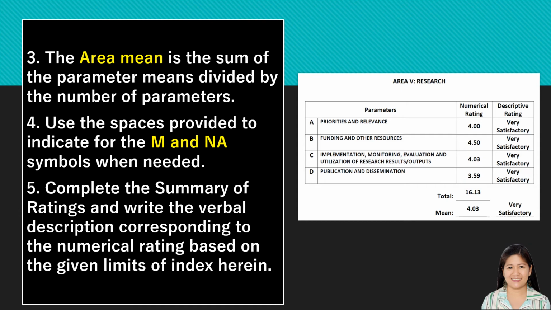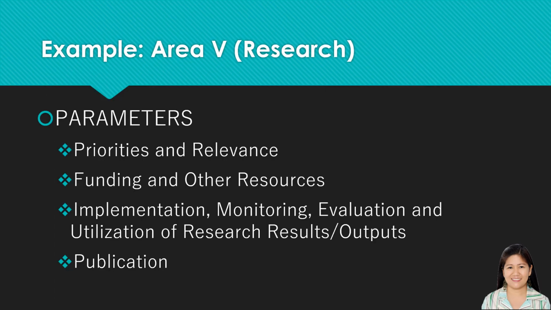Okay, so makikita po nyo sa right side again, yung example ng rating or ng summary of ratings for a particular area. In this example, I am using area 5, which is research, at meron nga siyang 5 parameters. Okay, andyan po yung numerical rating niya, yung descriptive rating. So mamaya, titingnan natin kung paano natin nakuha yung mga numerical ratings na yan. Okay? Let us move on.